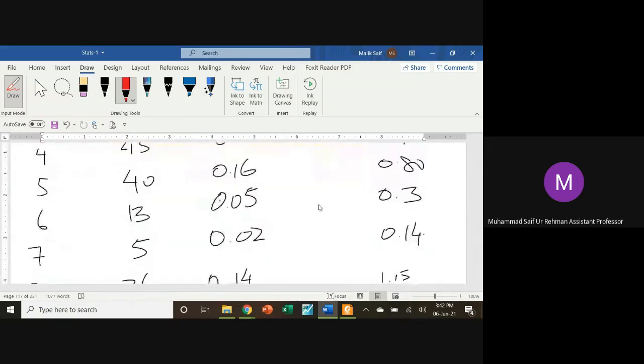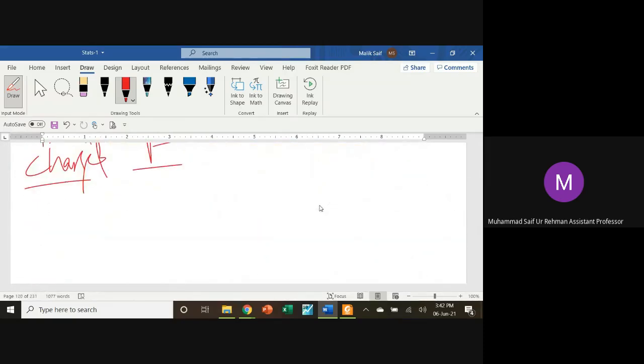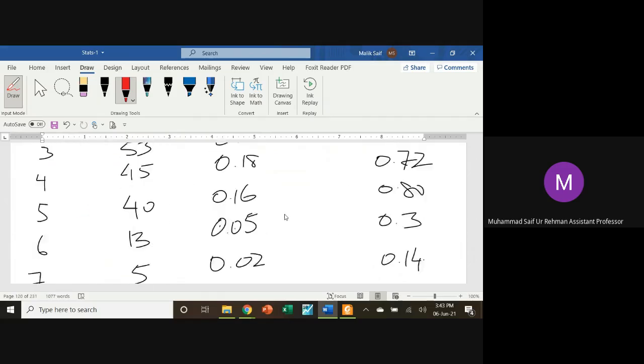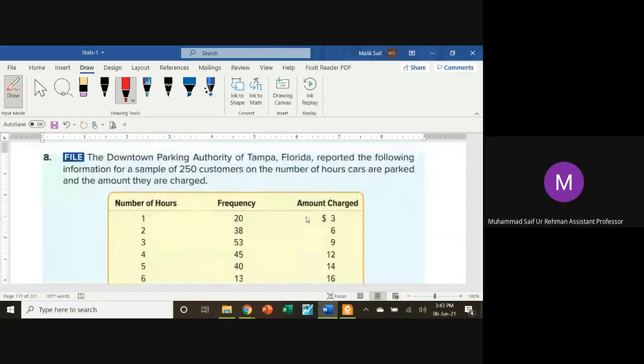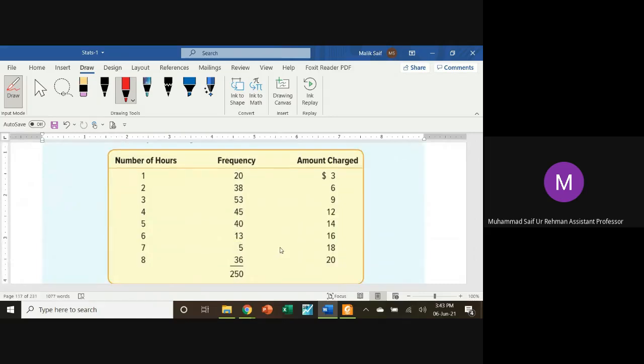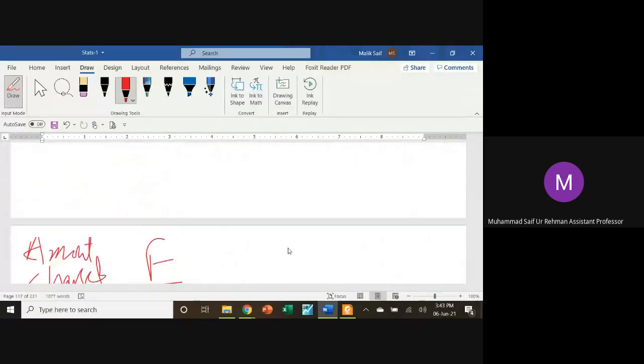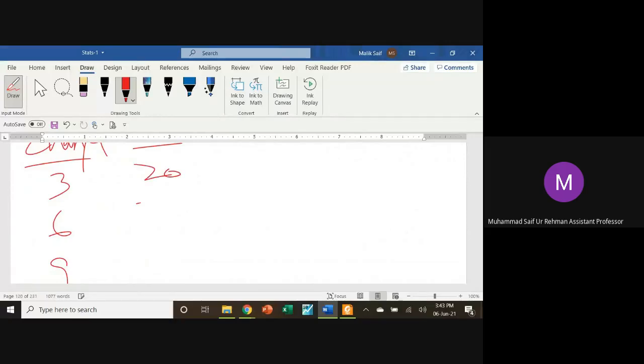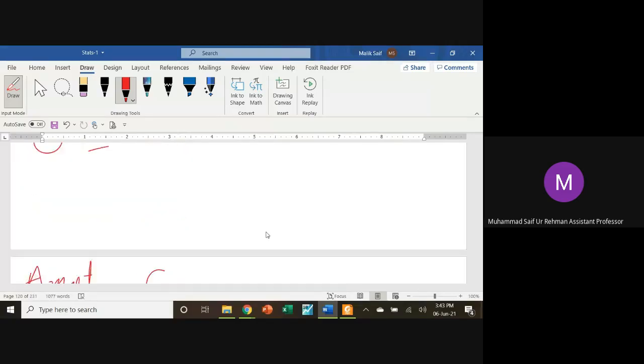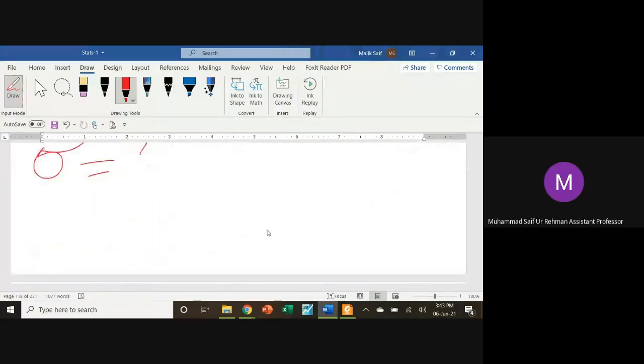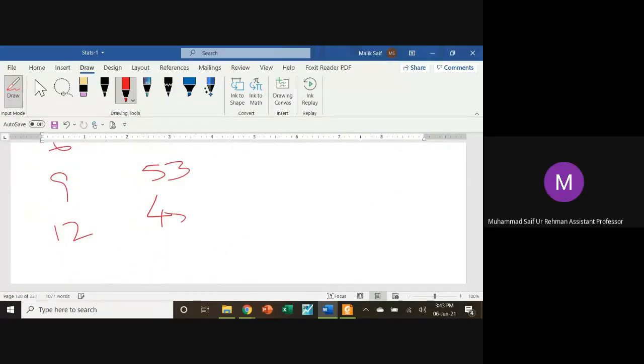I'm just simply writing down a few values: 3, 6, 9, and 12. And the frequencies for these values are 20, 38, 53, 45. Similarly for other values, you will write down up to the end.